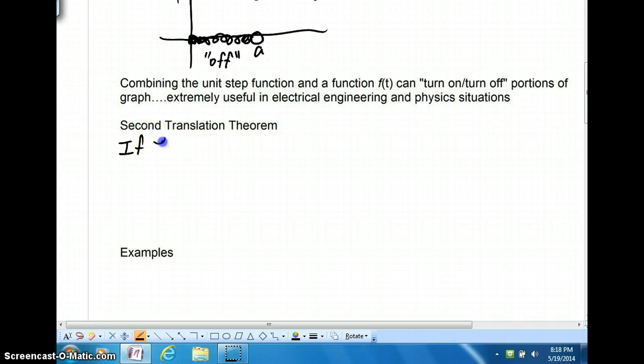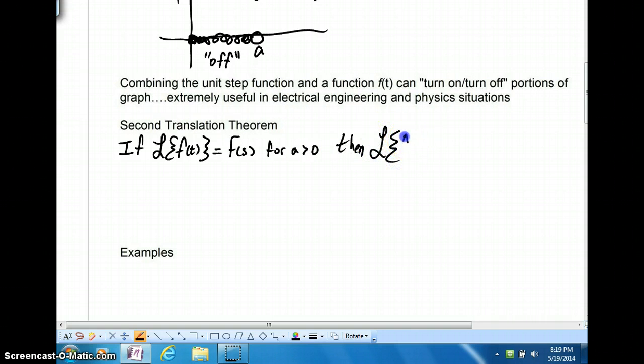But if the Laplace transform of a function f of t is equal to the capital function F of s, and this is for a greater than 0, then the Laplace transform of f of t minus a times the unit step function of t minus a would equal e to the negative as times capital F of s.